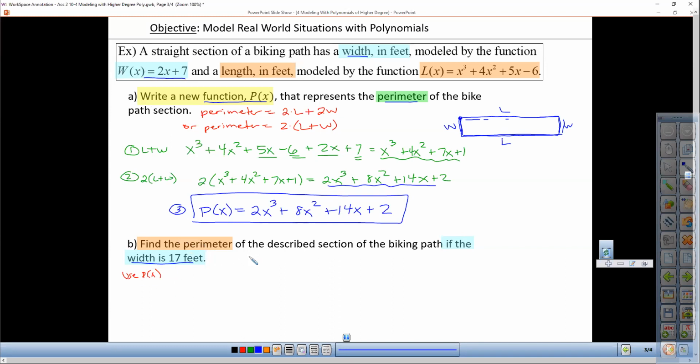So the first thing we have to do here is find our x by using that our width is 17 feet, and our width is w of x, which is 2x plus 7. So our w of x, which is our width, is 17. It creates a simple algebra equation, but we have to understand that we have to do this. Subtracting 7 from both sides, I now have 10 equals 2x. And dividing both sides by 2 tells me my x is 5.